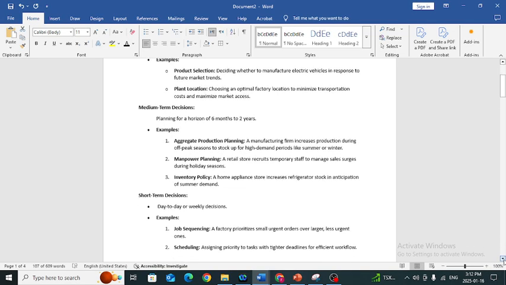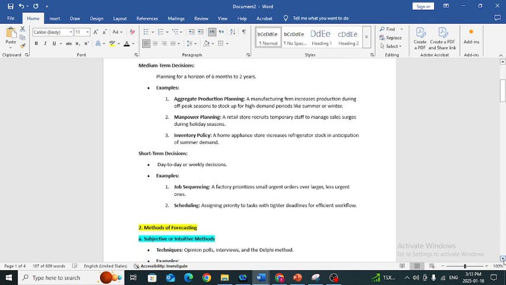The third one is the short-term decision. Short-term decisions are the ongoing, day-to-day or weekly decisions. For example, job sequencing and scheduling. Job sequencing is when a factory prioritizes small urgent orders over larger, less urgent ones. And scheduling is assigning priority to tasks with tighter deadlines for efficient workflow.